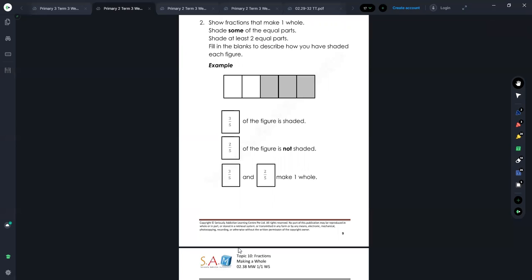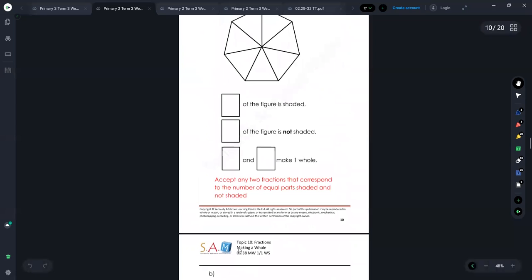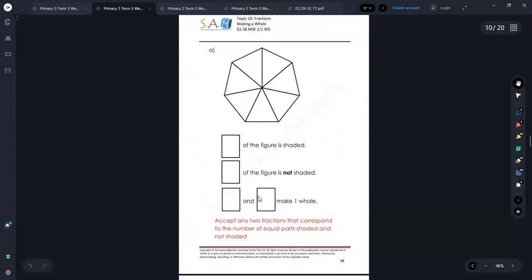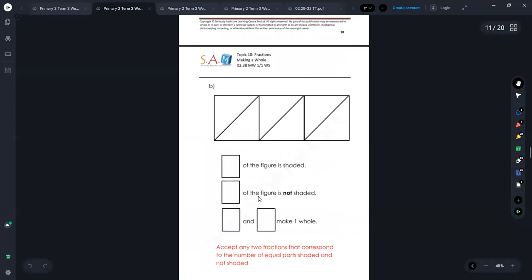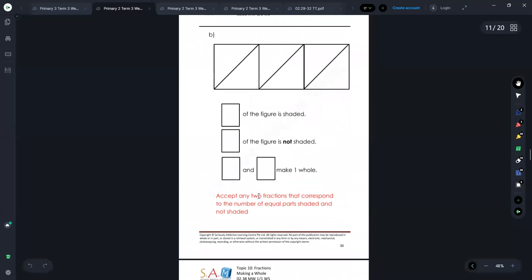All right, so explain this again. 3 of the parts are shaded, 2 out of 5 of the parts are not shaded. Add them together, you make the whole. And then get them to do maybe 1 question on their own. Here they have to decide how they want to do it. It's up to them. They can choose 1/7 of the figure, or they can choose 2 out of 7 of the figure, but they have to come up with the corresponding fraction to make the whole. If you find that they are not too sure yet, then you can get them to do further practice on page 11.